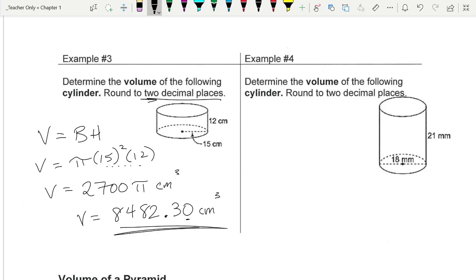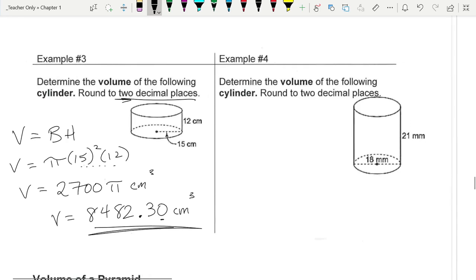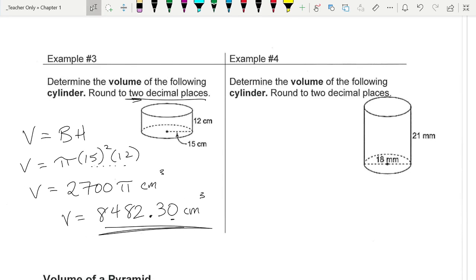Okay? All right. What's different about number 4? Number 4 is kind of messing with you. You can't assume 18 is a radius. They don't show a line that starts in the middle and goes to the end. They show a line that goes all the way across. So 18 millimeters is my diameter, which means my radius is half that, right? Because radius is the distance from the middle to the edge.